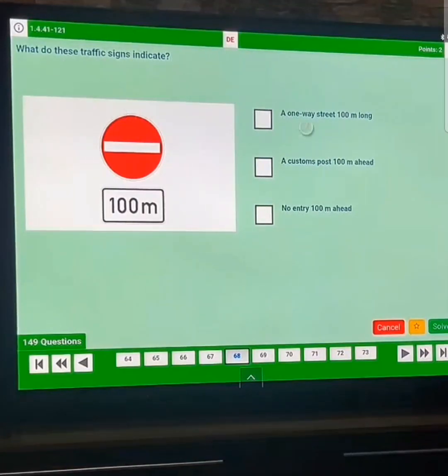What does this traffic sign indicate? One-way street? No. A customs point 100 meters ahead? No. No entry 100 meters ahead. Okay?